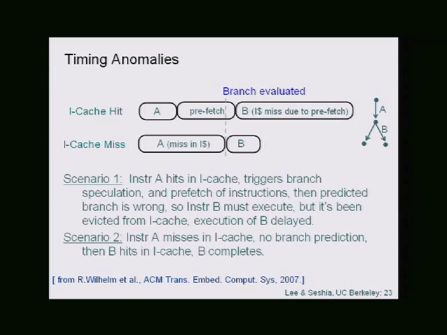Okay, so I think you have to consider the interaction of all the different architectural features in order to figure out what the worst case is. You can't just localize and say, okay, I'll just think about the worst case for the instruction cache, the worst case for the data cache, etc. in isolation. Okay.